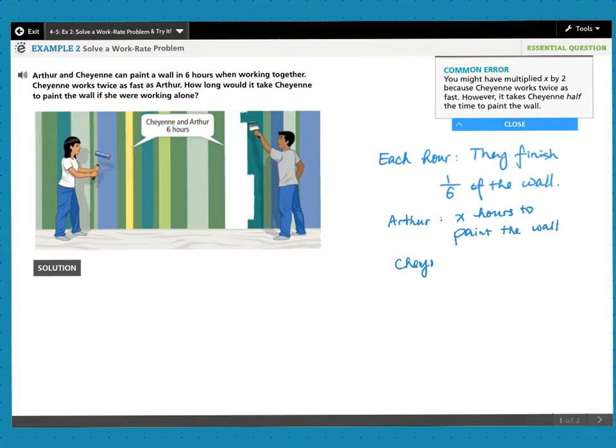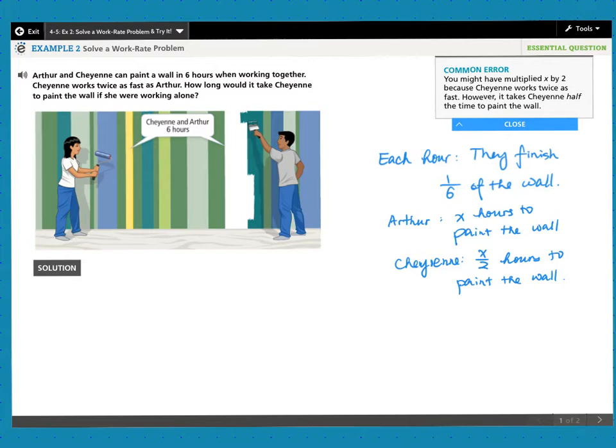would be 2x. It will be, I'm sorry, it will not be 2x. Shanine is twice as fast, so be very careful here. I almost made that mistake. So Shanine only spends x over 2 hours to paint the wall. So that is the information that's been given.